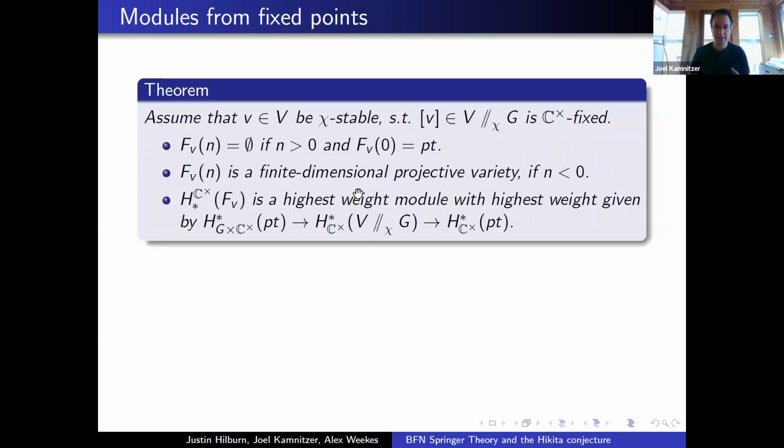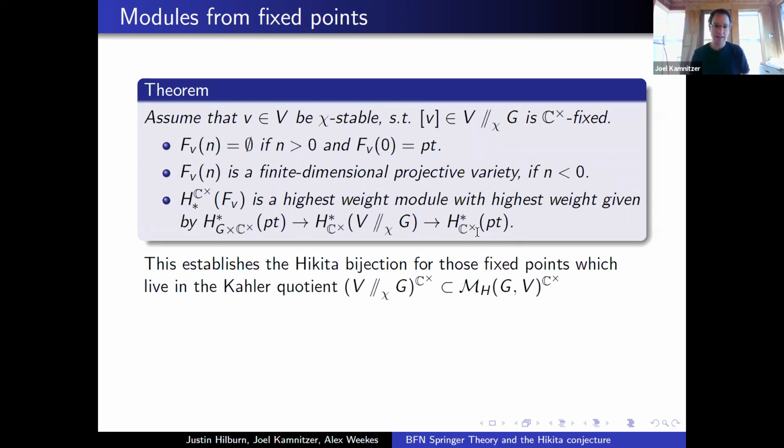And the theorem is that that's actually a highest weight module. It's easy, it follows from what I said here, because it's zero, the homology of the empty set, and then it's the homology of a point, so it's one dimensional. It's a highest weight module, and moreover, the highest weight is given by this same sequence where I use the Coulomb map and then the restriction to the point given by the inclusion of V. So in this way, we've established this part of the Hikita bijection.